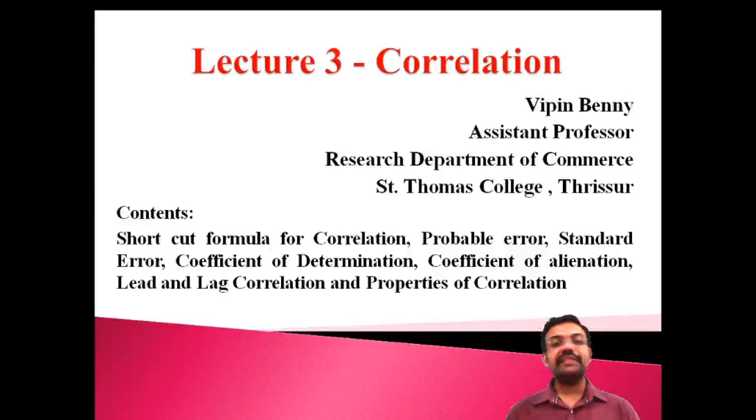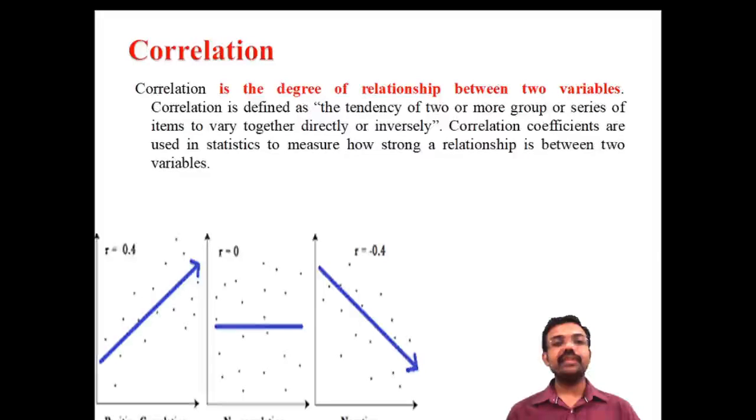Okay, starting once again, what is correlation? Correlation is the degree of relationship between two variables. One variable is x, another variable is y. The relation between x and y is known as the correlation. Sometimes it is a graphical representation. We have discussed many methods of correlation.